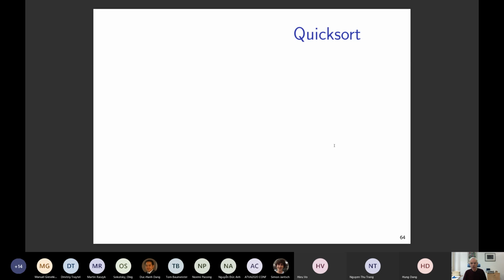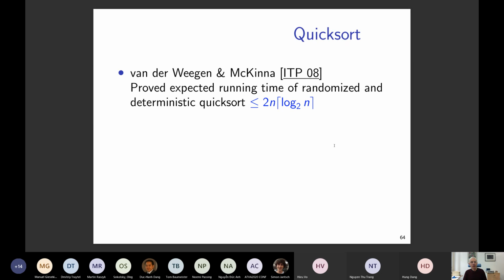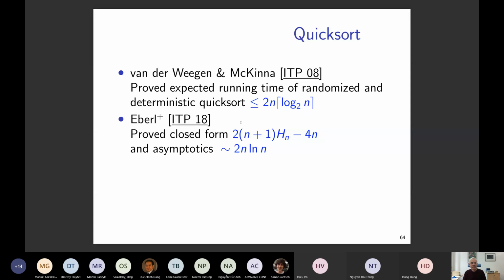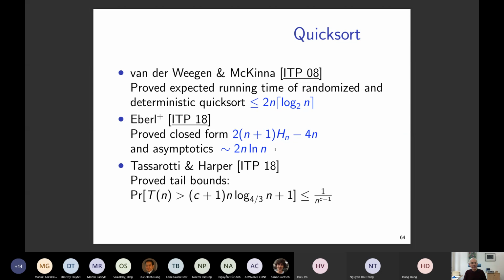Using some of that approach, as an example, Quicksort: what has and hasn't been proved? Already in 2008, there was a proof that the expected running time of randomized and deterministic Quicksort, both of them, is n log n, and that was later refined to give an exact value for the running time, a closed formula involving the harmonic numbers, and then using results about harmonic numbers to also conclude the n log n bound. And finally, Tassarotti and Harper recently showed some tail bounds.